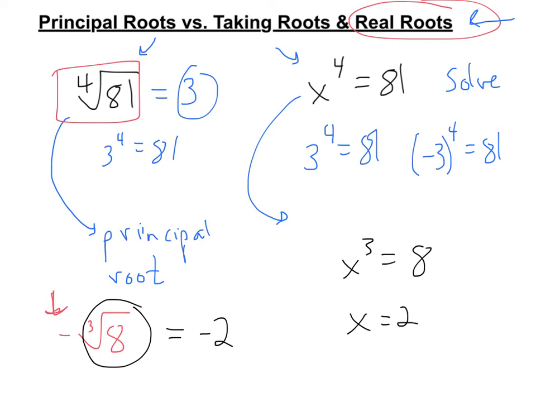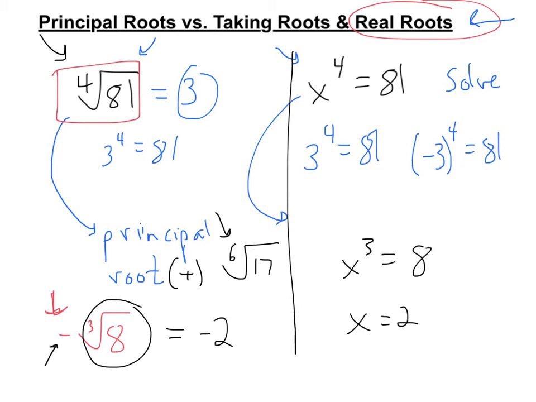Okay, but the takeaway from this slide is that whenever they just write a root, like 4th root of 81, like 6th root of 17, they're referring to the principal square root, just the one positive root. Okay, principal square root is always positive. And then, like I did over here, if they throw another sign in front, they want you to make it negative. Okay, but that's different than solving an equation and taking roots of both sides. But we'll look at that in one more example on the next slide.